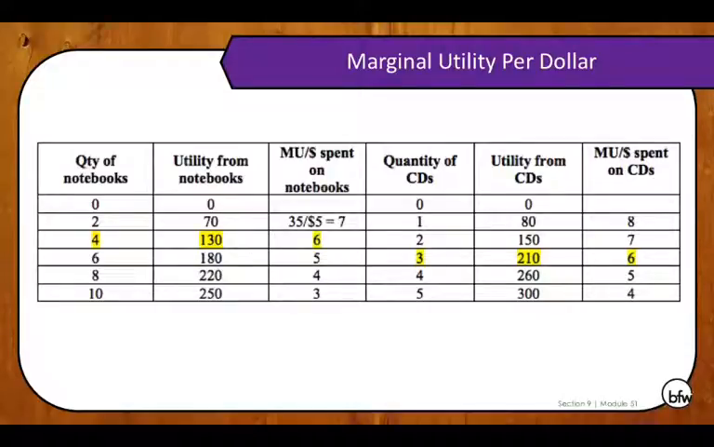Now, we can complete the rest of the table in similar fashion. So if there are 4 notebooks, if he consumes 4, his total utility is 130.